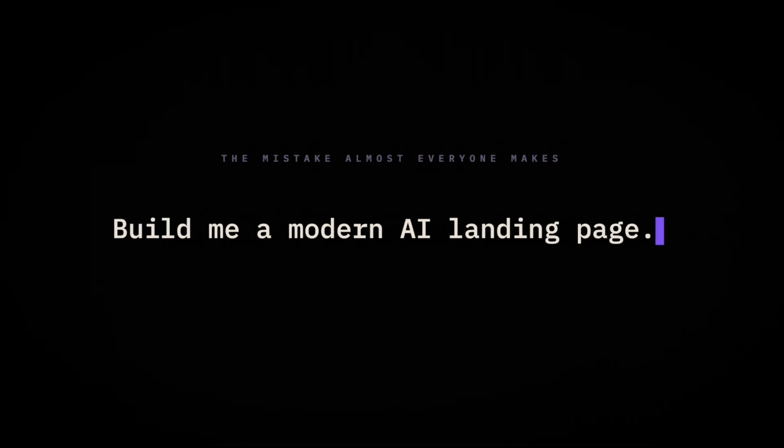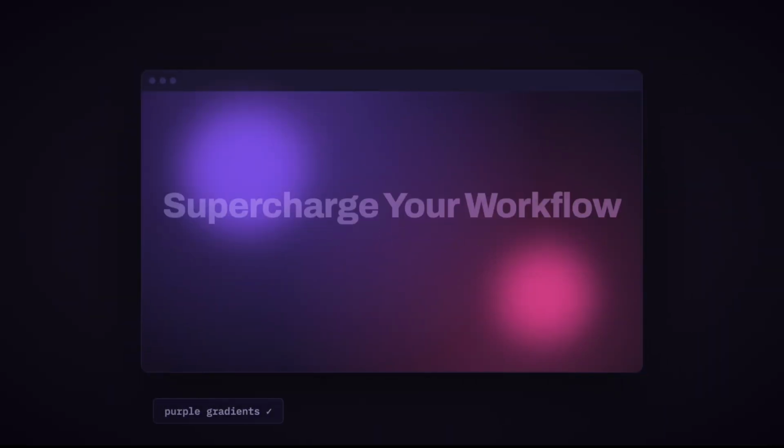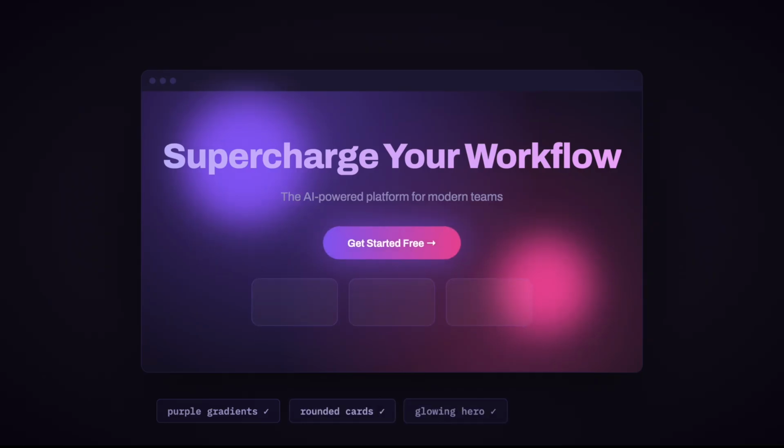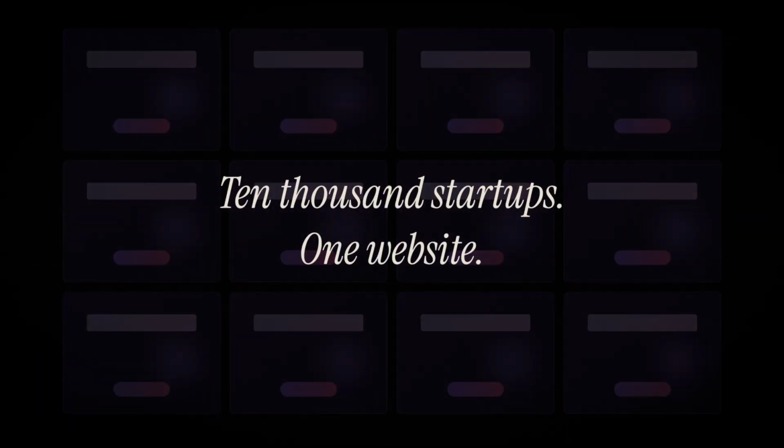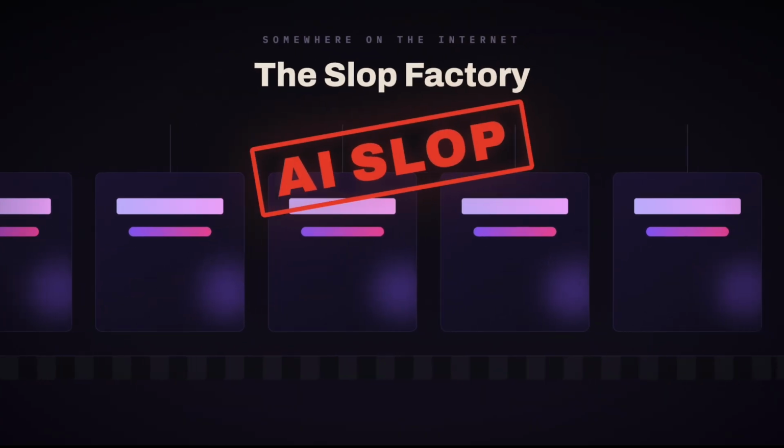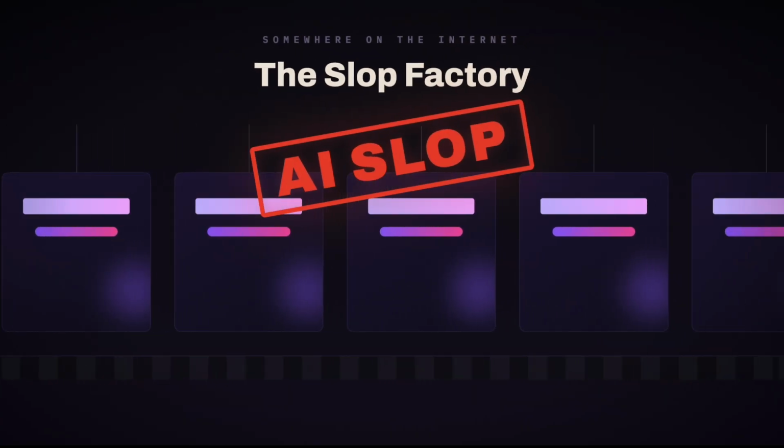Here's the mistake almost everyone makes. They open Claude and type, build me a modern AI landing page. Claude does exactly what you asked. It gives you purple gradients, rounded cards, a glowing hero, Inter font, some floating blobs. Looks nice, looks modern, looks exactly like 10,000 other AI startups. This is what people call AI slop. Not because it's ugly, because it's generic.